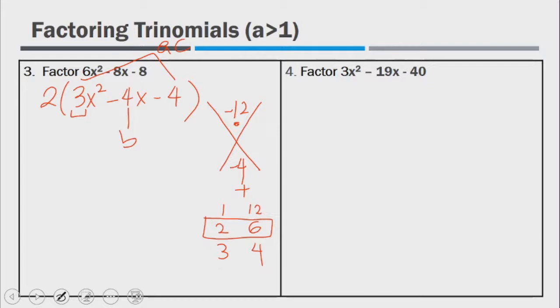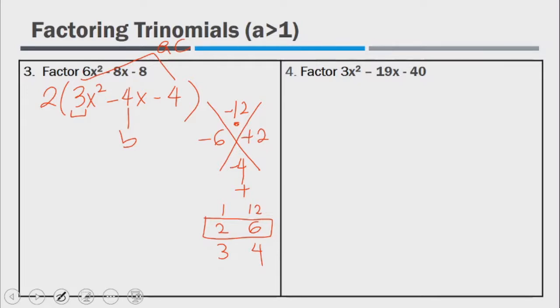So how can I make 2 multiplied by 6 to be negative? I have to make one of them negative. Since I'm looking for negative 4, I'm going to make the biggest factor negative and this one positive 2. So negative 6 plus 2 will give me negative 4, and negative 6 multiplied by positive 2 will give me negative 12. So this is what we are looking for.